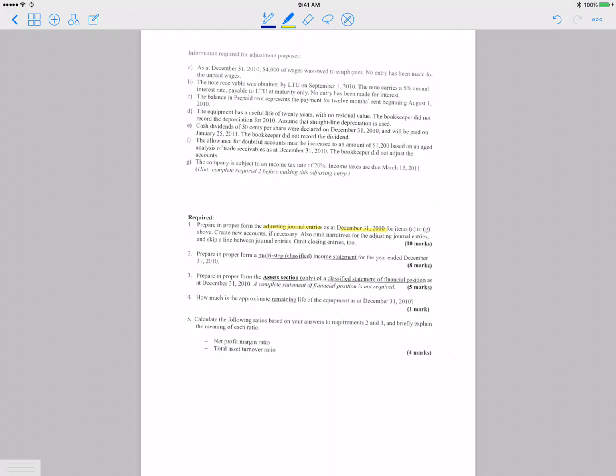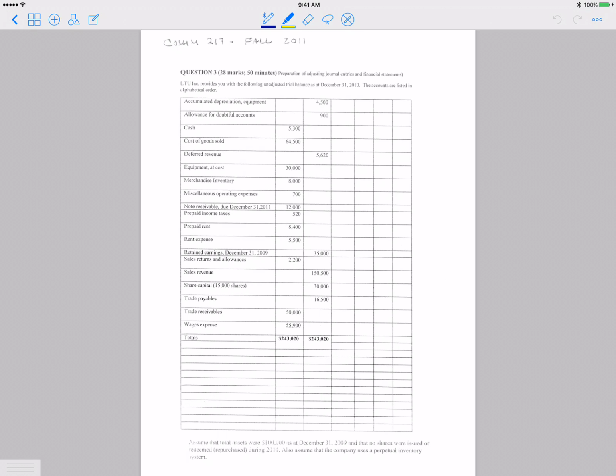And then they would like us to also mention if we do not need to make a journal entry and why. Then we need to prepare a multi-step income statement and an asset section only of the classified statement of financial position or balance sheet. They also want us to calculate the remaining life of an equipment that we'll read about later. And they want us to calculate the net profit margin and the total asset turnover ratio. So let's go back to the question and see what they're giving us.